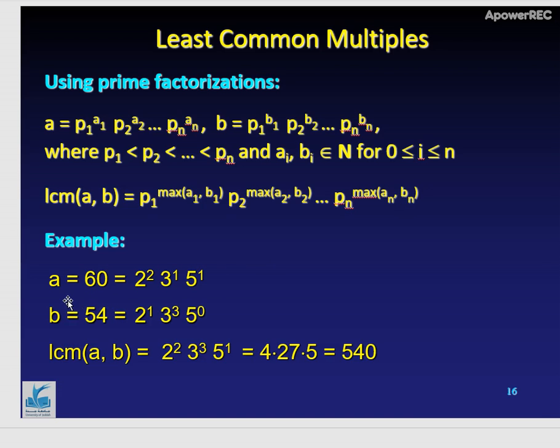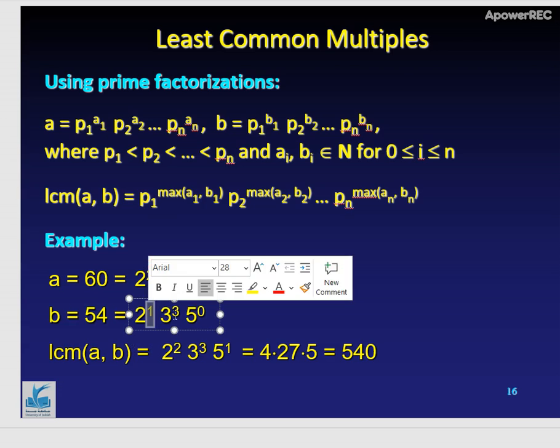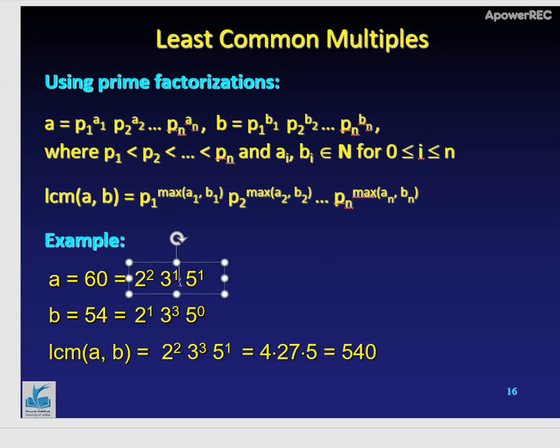So here we have two integers, 60 and 54, and we know how to find their prime factorization, which is given as follows. This is similar, actually the same example as we had for the greatest common divisor. In the case of the greatest common divisor, we picked the smaller number to constitute the greatest common divisor. But in case of the least common multiple, we pick the largest power.